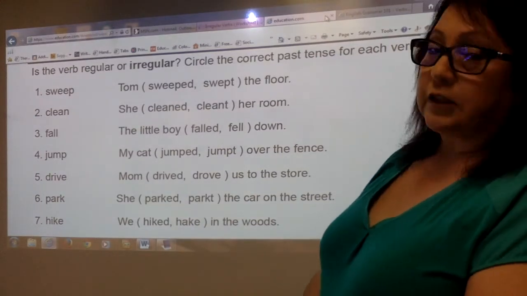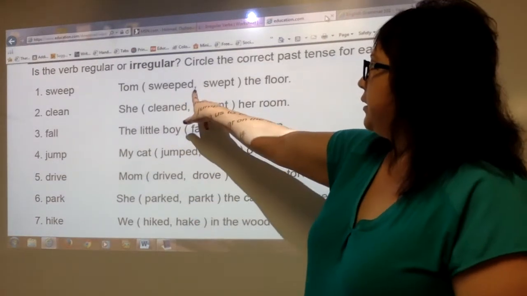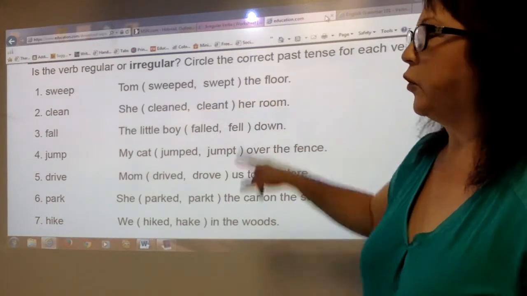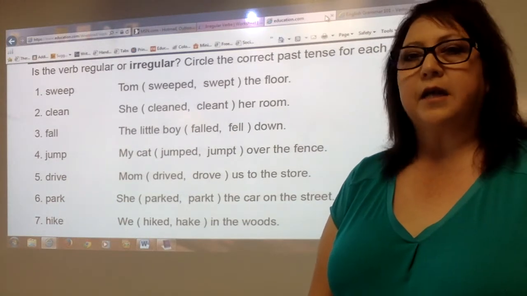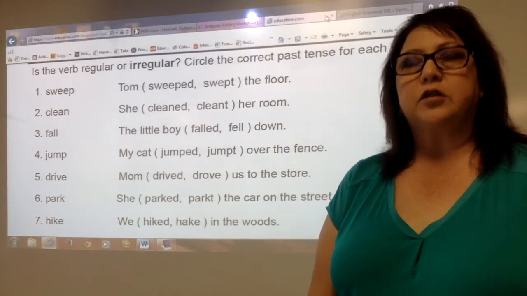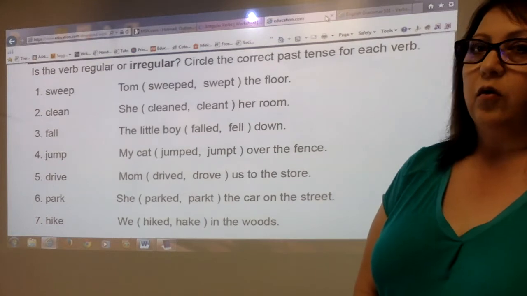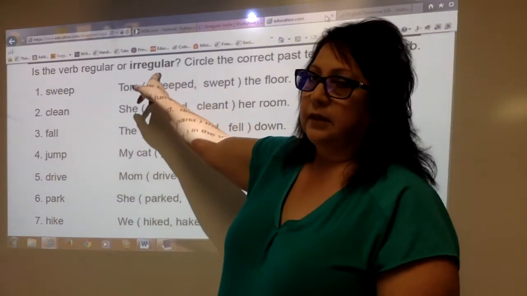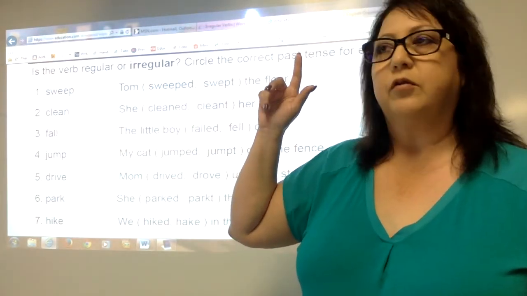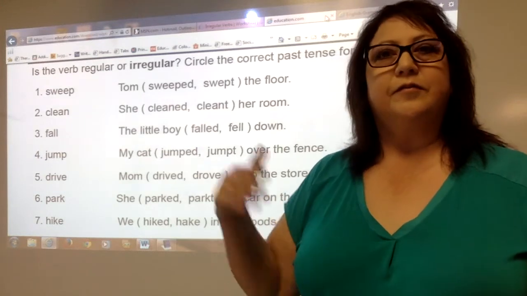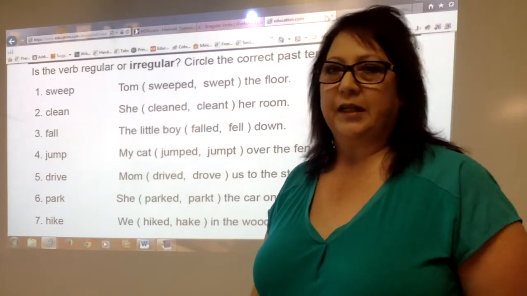Again, let's go over number one. Sweep. Tom swept or Tom sweeped the floor. Okay, I'm looking for you to please circle that one. Which one sounds like the best one to circle? And remember the rules for regular past tense or irregular past tense. And if you're forgetting, I do believe that it's at the top of your page. There's a rule. We are not using, what is it, class? ED. So if it has an ED, I'm not circling that one.